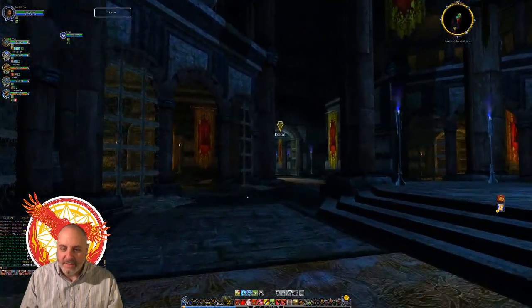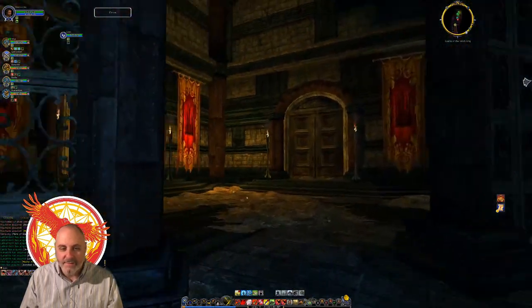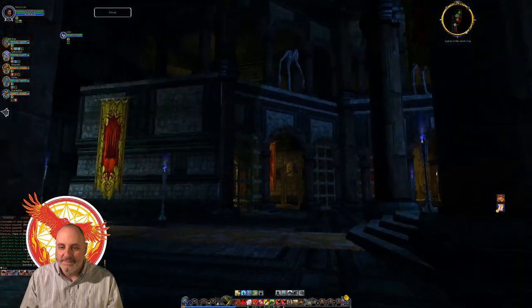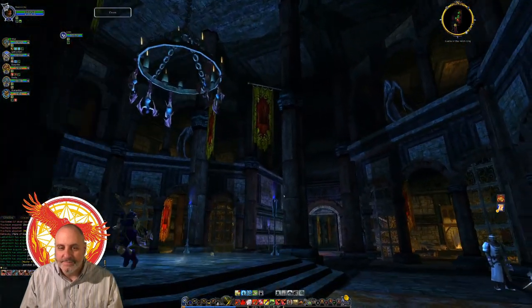They do look nice from the outside. With all the fireplaces going, you think this place would be like a sauna. Yeah.